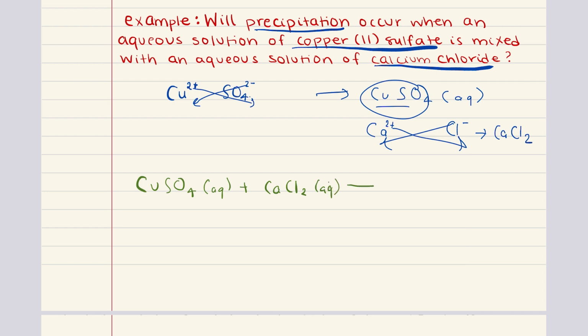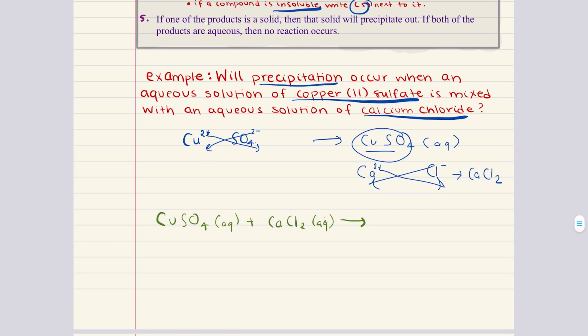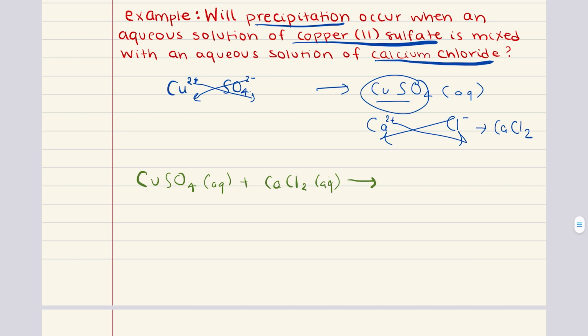All right, so we went ahead and we did the first step. We wrote down the formulas of the ionic compounds being mixed. Now for the second rule, on the right side of the arrow, we want to write down the ionic compounds we would get if we swap ionic partners. So what that means is this copper is no longer paired with sulfate, but it's going to be paired with chloride. What kind of product does that give us? That gives us copper chloride. Okay, and we don't know if it's aqueous or not yet. We have to figure that out in the next steps.